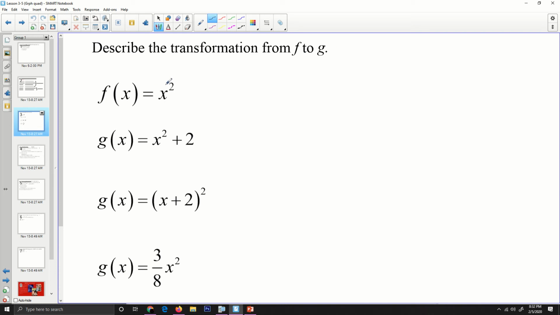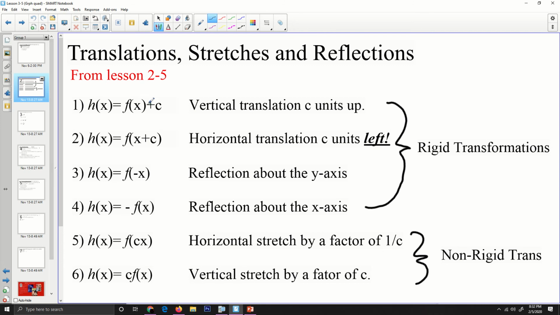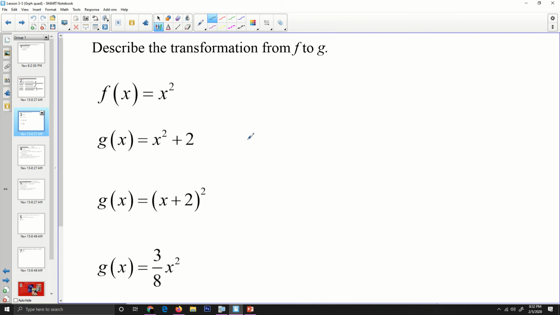So from f to g, I have two of them here that are +2. So clearly we're talking about, are we translating up or are we translating left? We want to tell the difference between, are we adding a constant to the function or are we adding a constant to the variable? In this particular instance, we are adding to the function. So this is going to be a translate 2 units up.